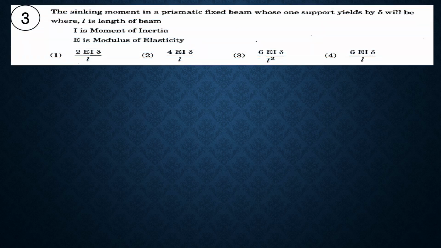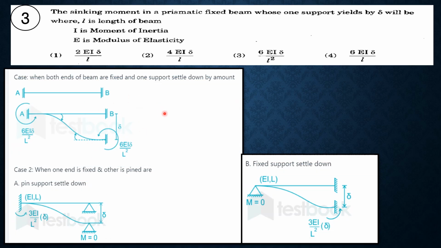Then question 3. The sinking moment in the prismatic fixed beam whose one support yields by delta will be, where L is the length of the beam, I is the moment of inertia, and E is the modulus of elasticity. This is the first condition: one support yields by delta in the fixed beam. If there is a fixed beam and one support yields by delta, then the value of the sinking moment is 6EI delta by L squared. So option 3 is correct here.